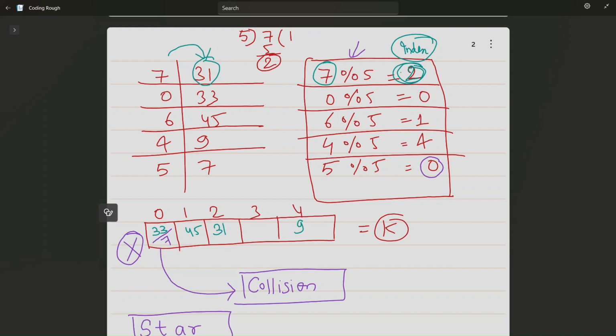First of all, within an array, at the same index, we can't store two values. So there should be another way. Yes, there is another way to store two values at the same index. We'll see.